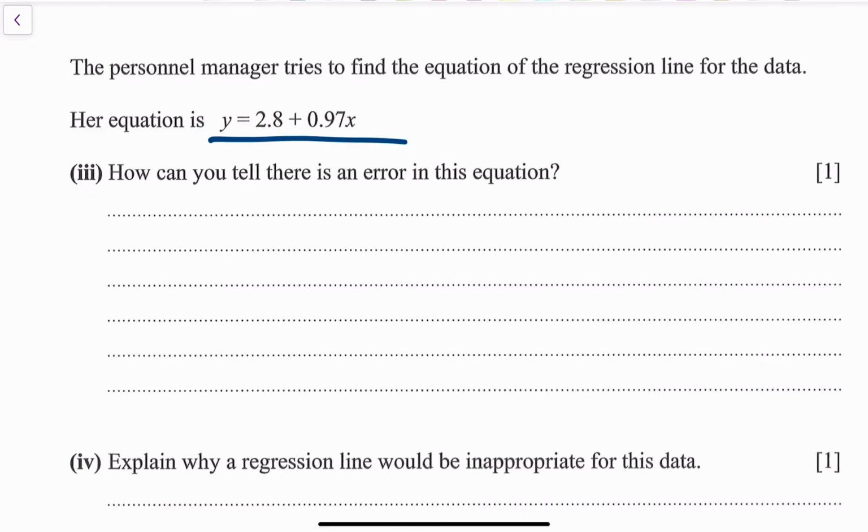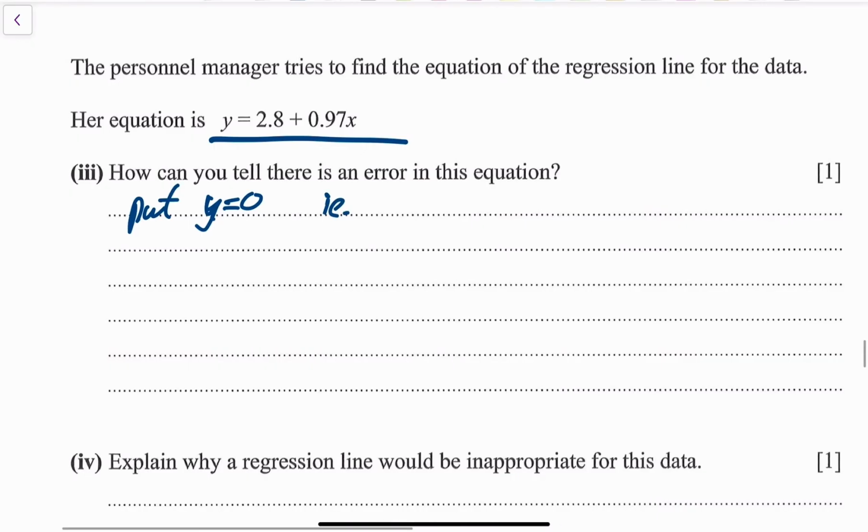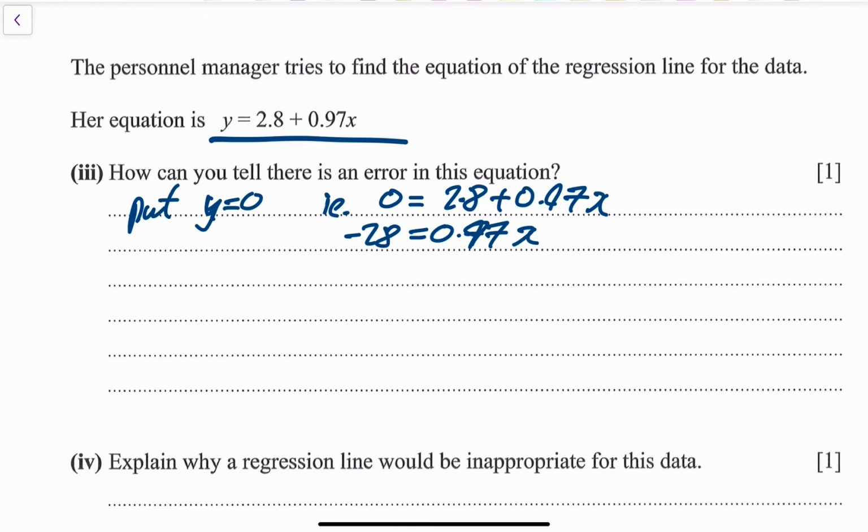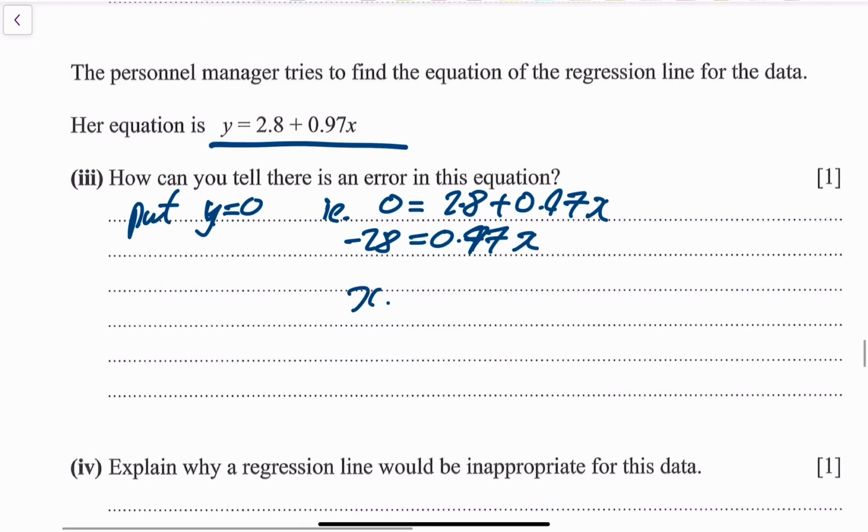Right, so if you put a value in, I'm going to put in y equals 0. Now, y was the number of days off, so if y equals 0, that means there are 0 days off. Let's just put that in and see what happens. So 0 would be equal to 2.8 plus 0.97x, which means minus 2.8 is equal to 0.97x, which means x works out to be minus 3.77.